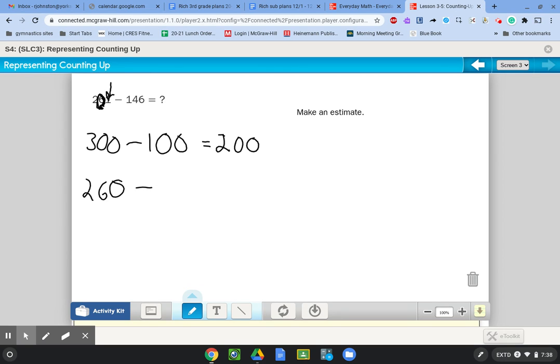146, I'm asking myself, if I'm rounding to the nearest 10, the digit in the tens place is the 4. Am I leaving it at 4, which would be 40, or am I bumping it up to 50? The 6 tells me I'm bumping it up, right? 5 or above, give it a shove. So now I've got 260 minus 150, which would be 110.